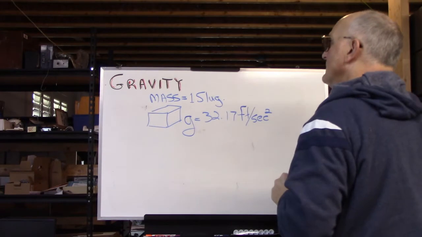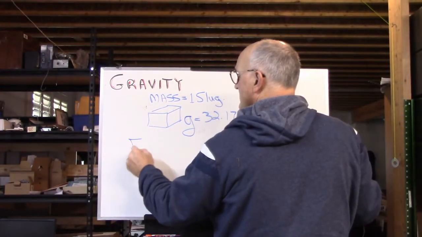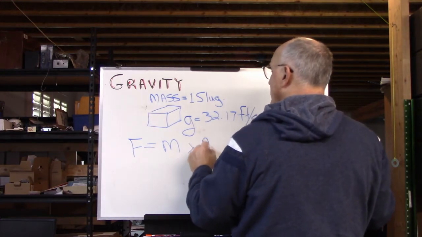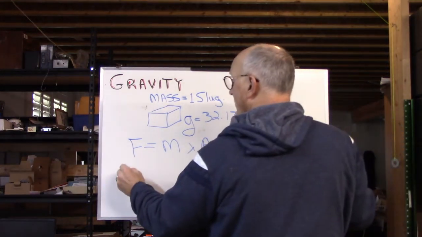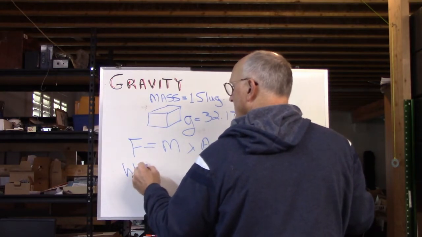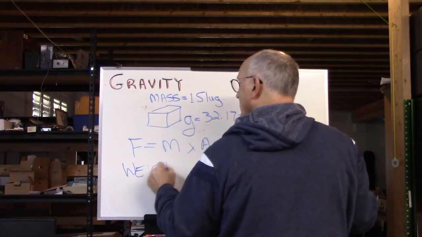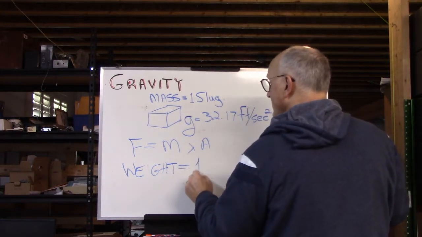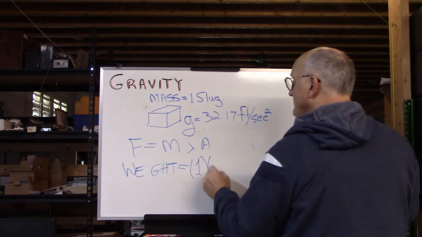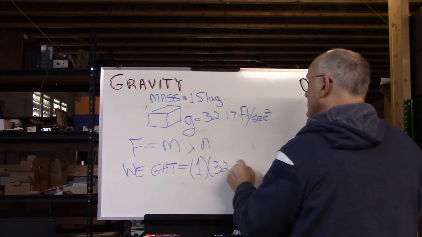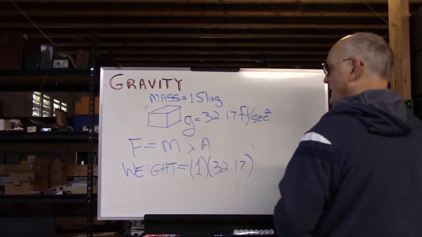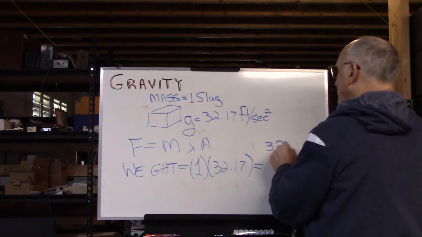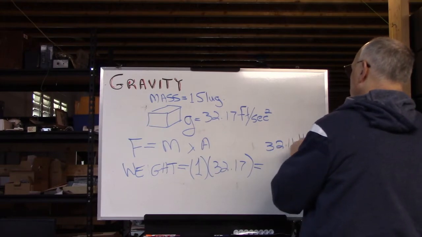squared. And we know that force is equal to mass times acceleration. So therefore, the weight of this 1 slug block of steel is going to be 1 slug times 32.17 feet per second squared. In other words, it will weigh 32.17 pounds.